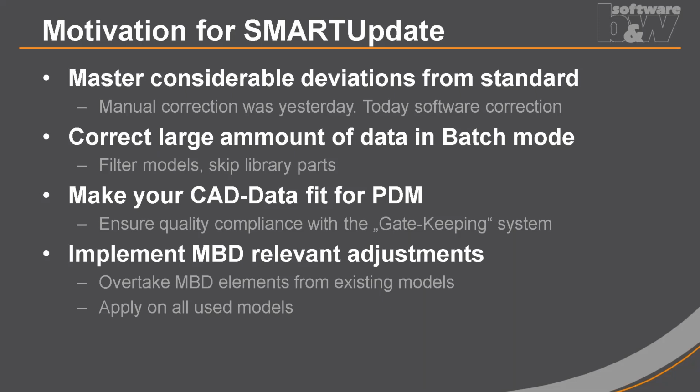You also have the possibility to correct a large amount of data in batch mode. You can apply it on a Windchill folder, on a Windchill workspace folder if you want, or a local network folder. It depends where you have your data. You can apply filters on models, like filter models by existing parameters and their values, or existing object attributes from Windchill. For example, if you have library parts checked out, you don't want to correct them because they shouldn't be changed. So you have the possibility to skip them.